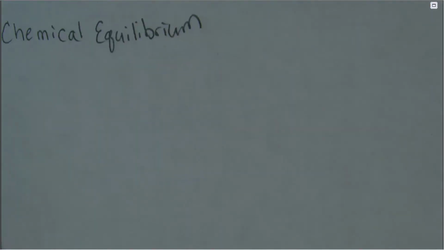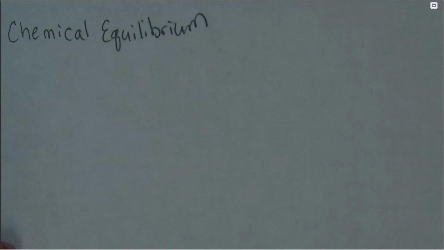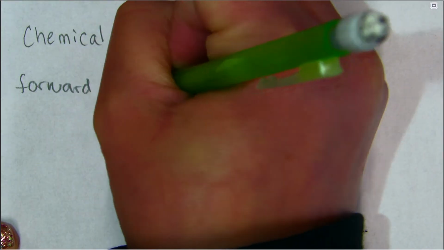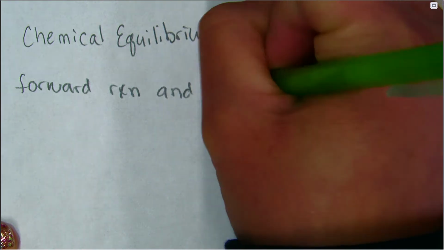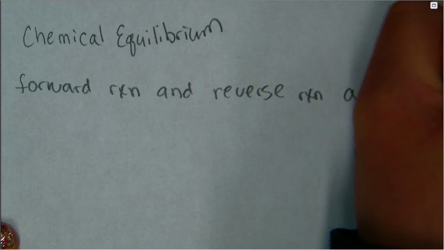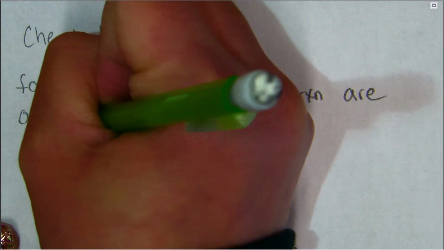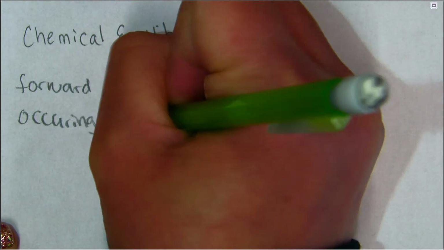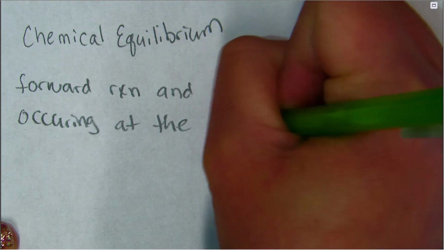Chemical equilibrium is defined as the rate of the forward reaction and the reverse reaction occurring equally. So the forward reaction and the reverse reaction are occurring at the same rate.